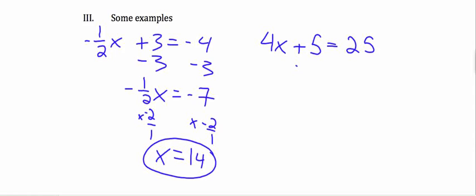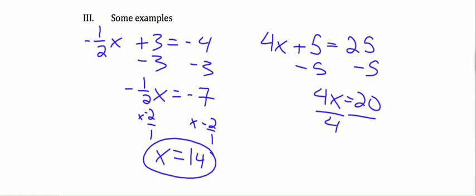Over here, subtract 5. We get 4x equals 20. Divide by 4. X equals 5. That's pretty much all we've got for 2-step solves, okay?